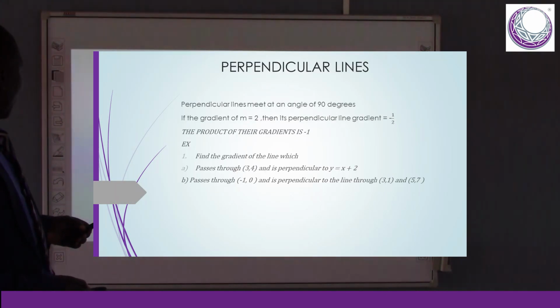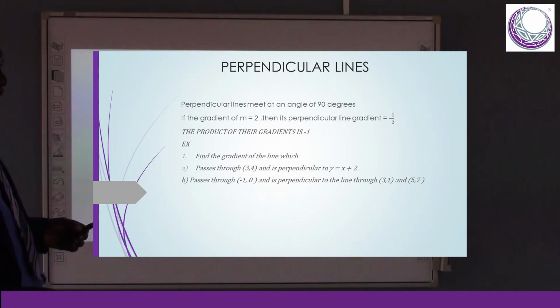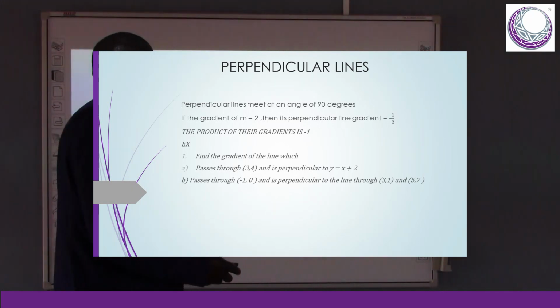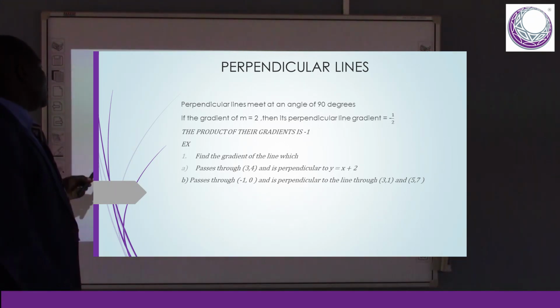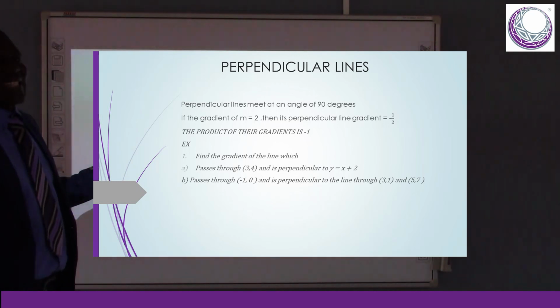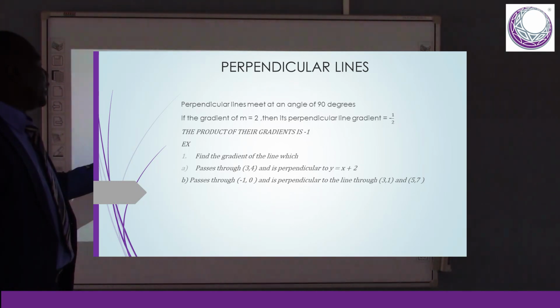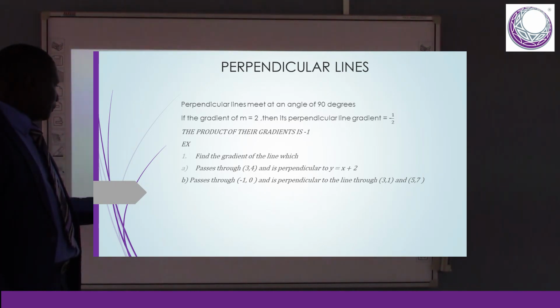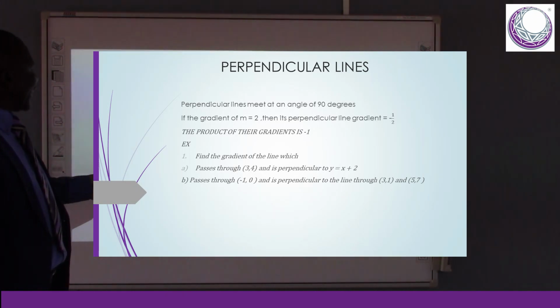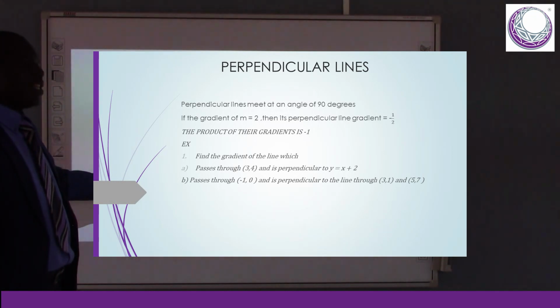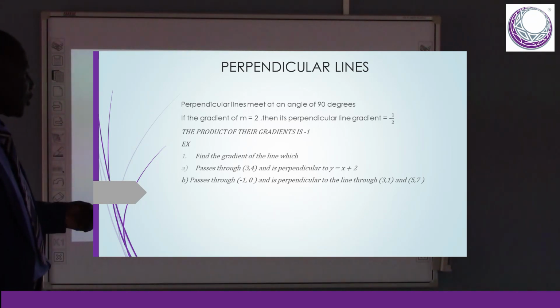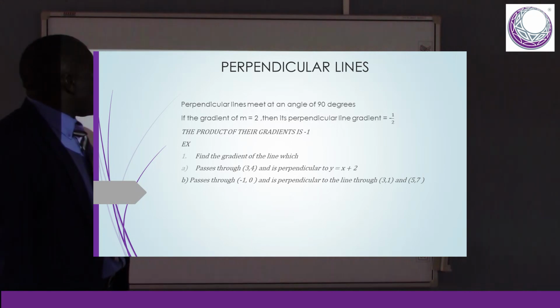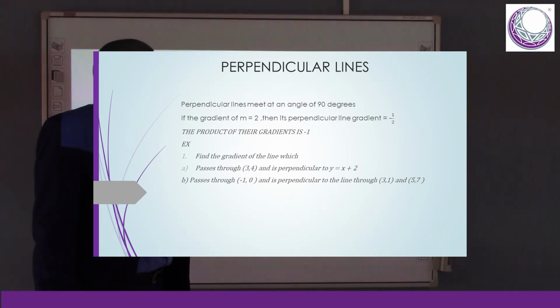Now finally, we are going to be looking at perpendicular lines. Now, when 2 lines are said to be perpendicular, that means these 2 lines meet at an angle of 90 degrees. So if the gradient of m, which is another line, is equal to 2, then its perpendicular line gradient is equal to minus 1 over 2.